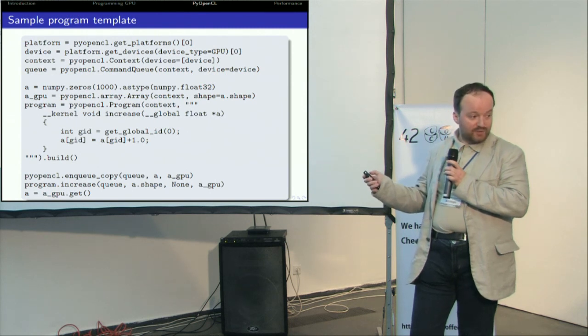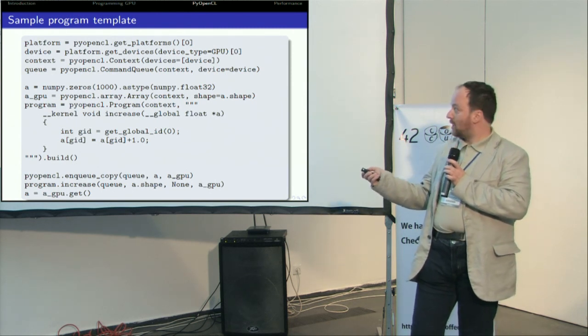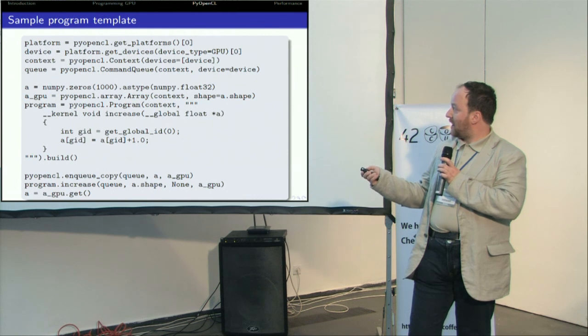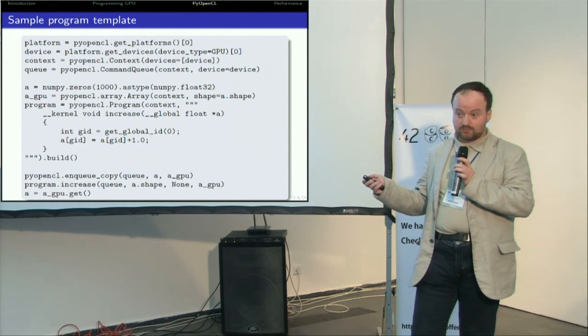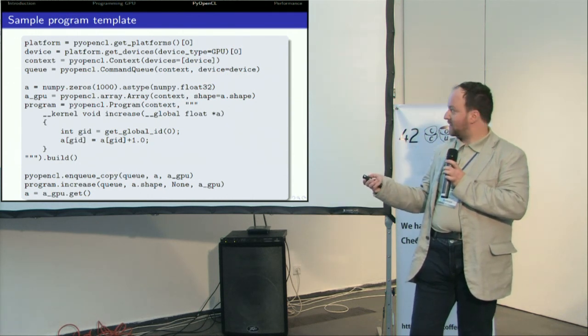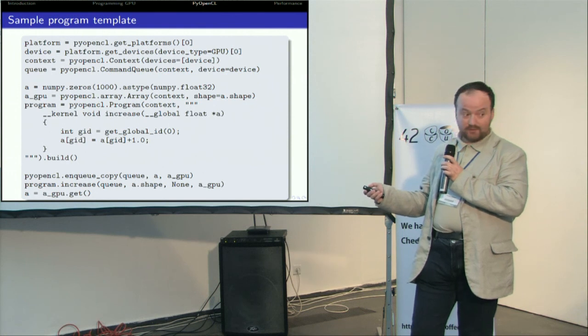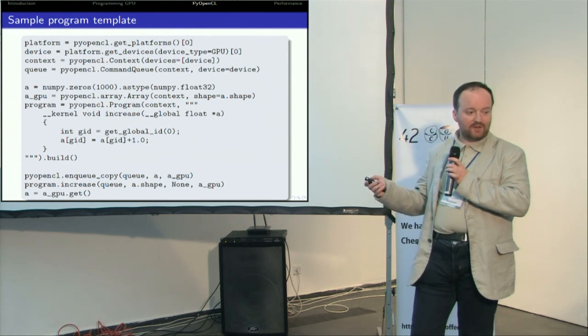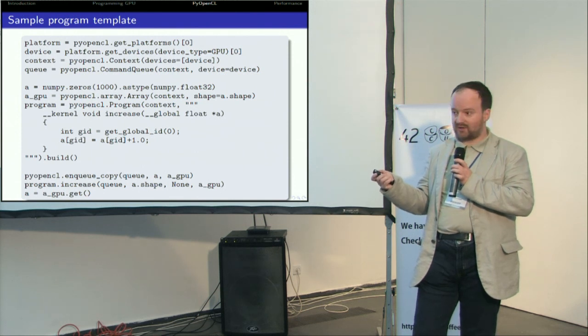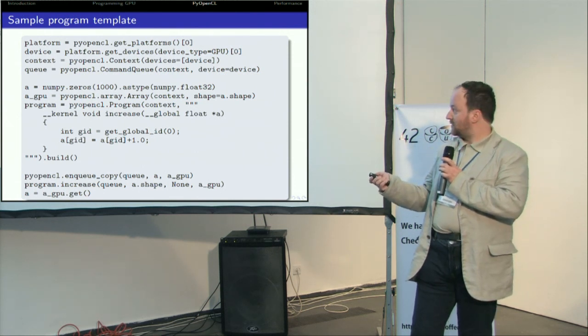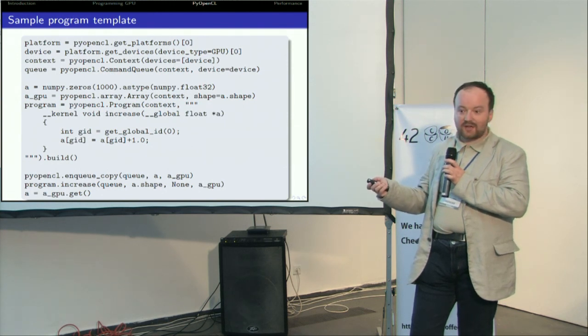Then we create some data on the CPU side, on the host side. We create some memory on the GPU side, but we do not yet transfer data. Then we create the kernel. As you can see, the kernel is written in a language very similar to C. The kernel is the code executed on the GPU. So we have a notification that this is the kernel.